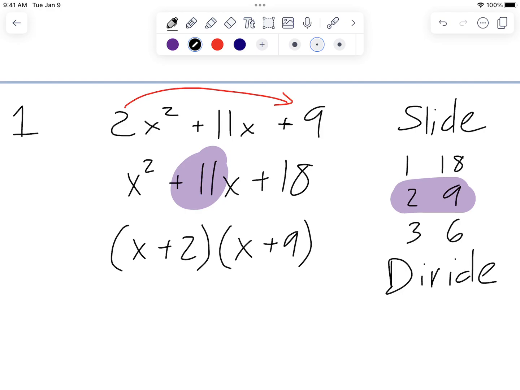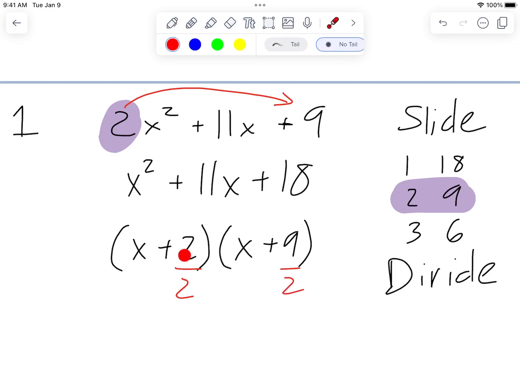You take whatever this number was that you multiplied originally. Remember, we took that and we multiplied it to the constant. We're now going to take that and we're going to divide the two constants of the linear binomials. So we'll take that 2 and we'll divide it here and here. Now we have to think about, do they reduce? This one does. 2 over 2 reduces. 9 over 2 doesn't reduce. When it reduces, we'll rewrite it in its reduced form.